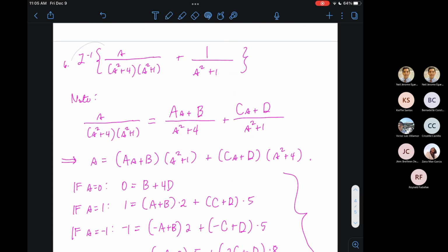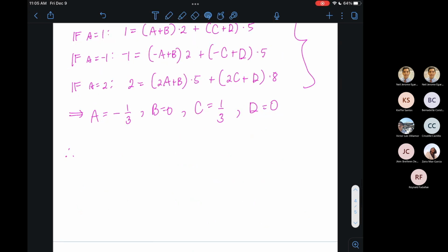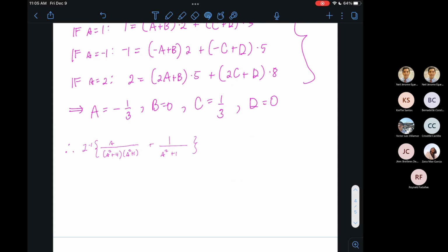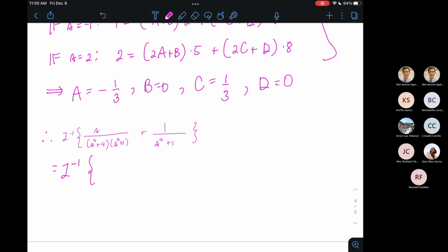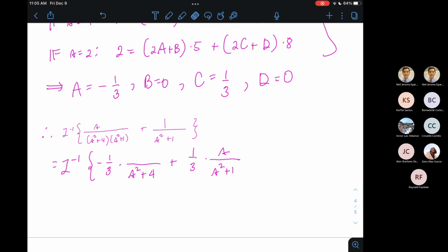The original problem can be written as the inverse Laplace transform ng negative 1/3 times 1 over s squared plus 4 plus 1/3 times s over s squared plus 1. Sorry, nawala yung s dito. Plus 1 over s squared plus 1. Ito yung i-inverse Laplace transform natin.